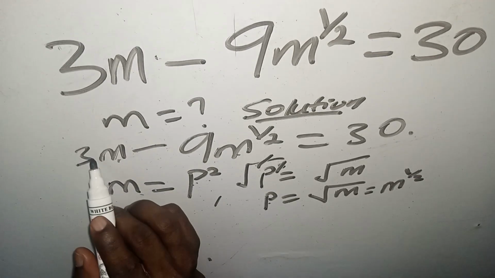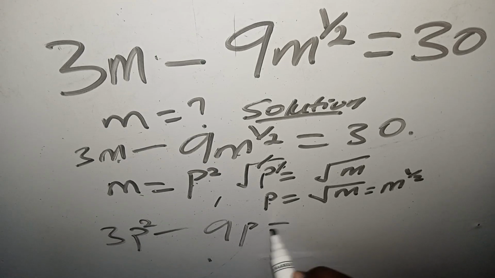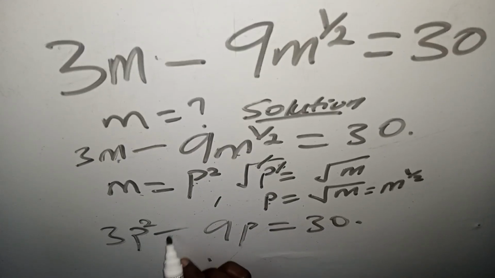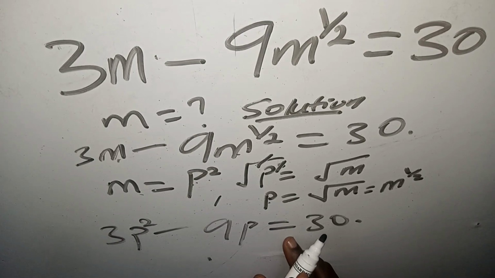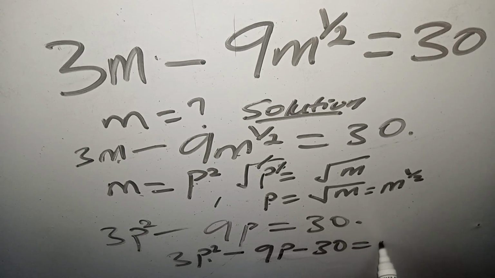So writing this equation, we are going to have 3p squared minus 9p equals 30. In order for us to rearrange this in the form of a quadratic equation, we can write 3p squared minus 9p minus 30 is equal to 0.